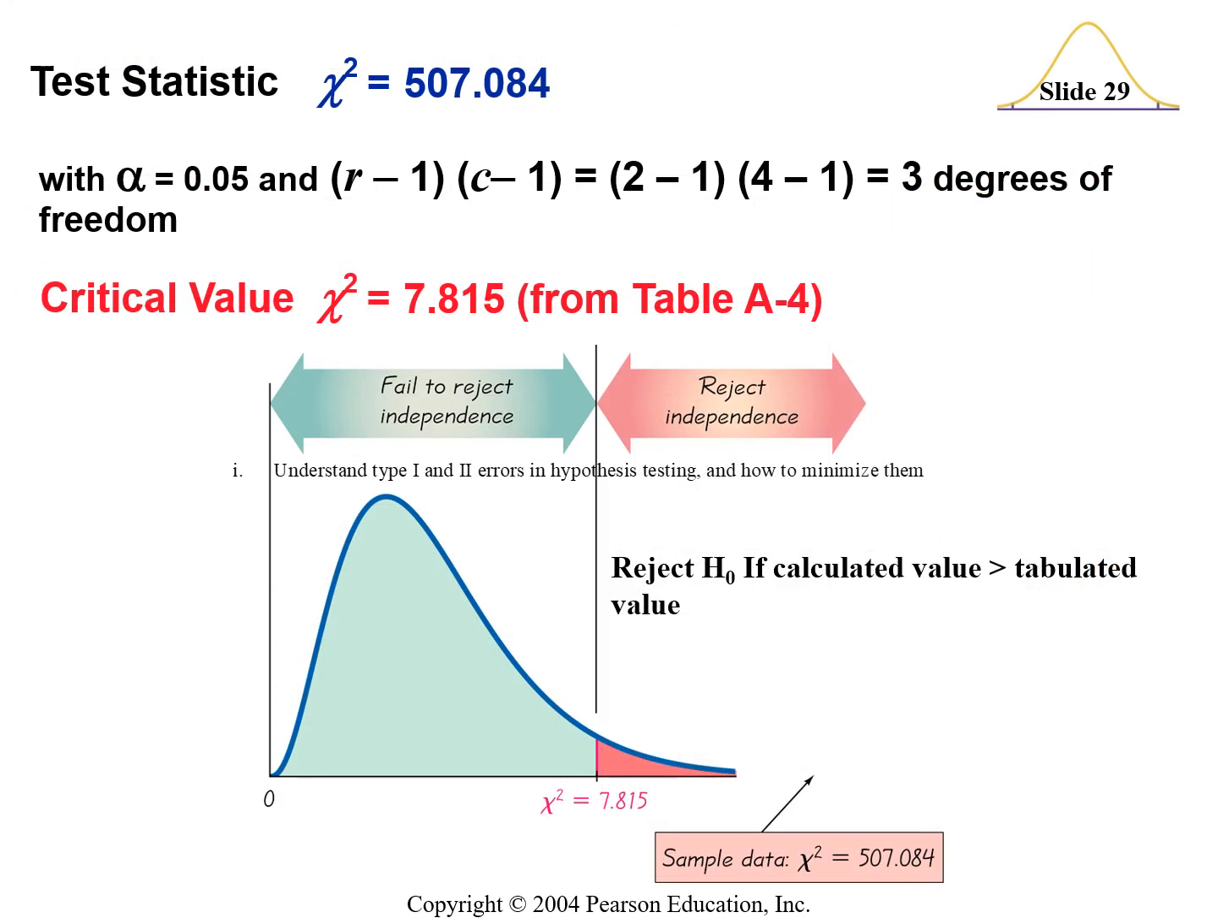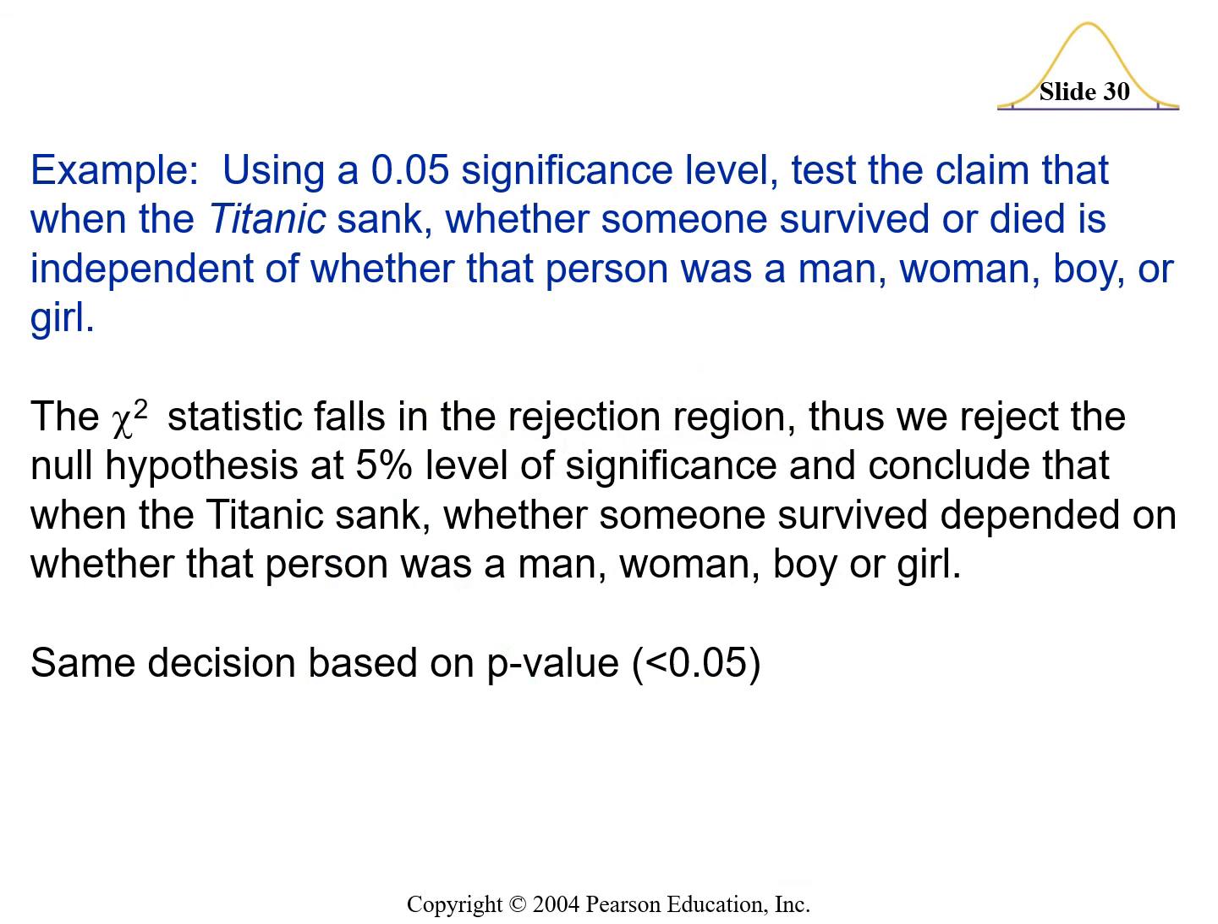As I said, this is the chi-square distribution. It is always skewed to the right. This is the critical value from the chi-square table, which is 7.815. So this red area is the critical region.